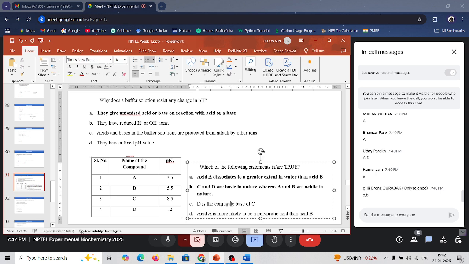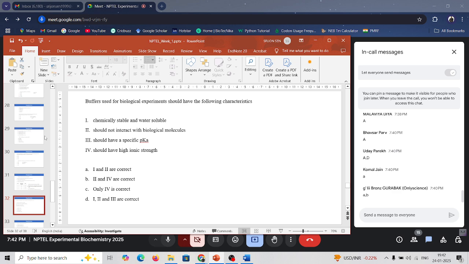Okay, the next one, D is conjugate base of C. No, we cannot tell that because we do not have any information on it. So C is wrong. And acid A is likely to be polyprotic in nature. That is also, we do not have any idea on it. So A and B are the only two options which are correct. C and D we can see it's basic, A and B are acidic, but the first option is very tricky because stronger acids dissociate more compared to weaker acids. So those who have given the answers of A and B are correct.